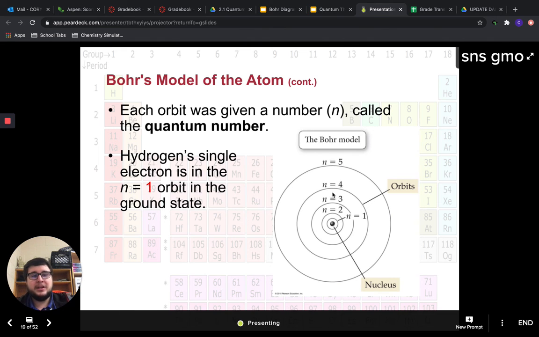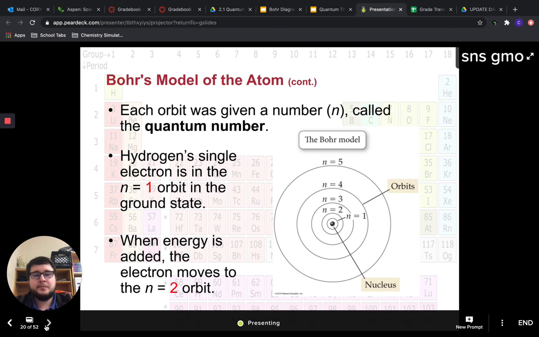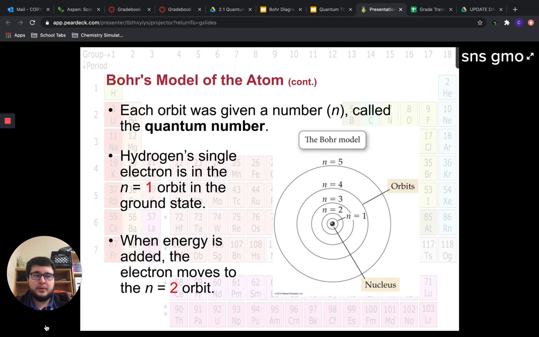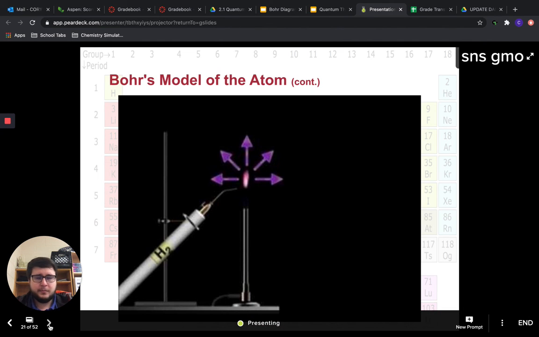Each of these orbits is given a quantum number n, and 1 is closest to the nucleus, and then it counts out as you go further and further from the nucleus. When energy is added, the electron moves to the n equals 2 orbit, like I just mentioned. Here's another brief video of the hydrogen emission spectrum.